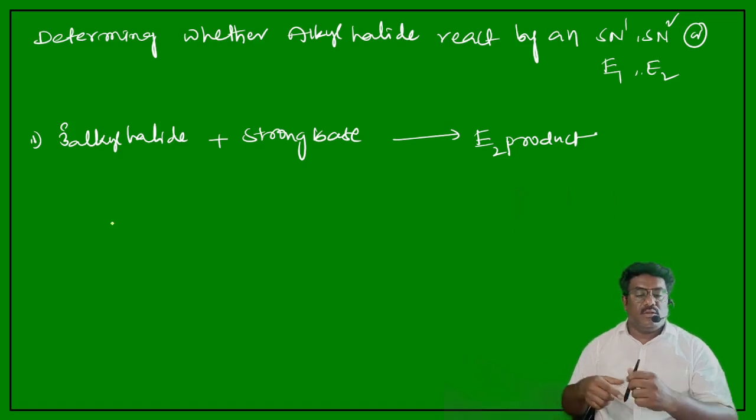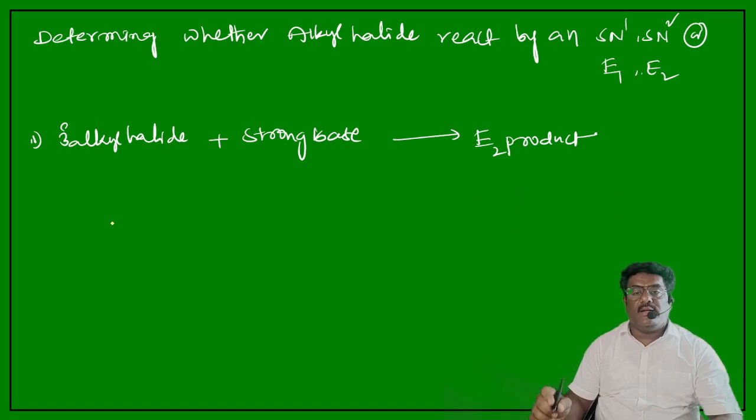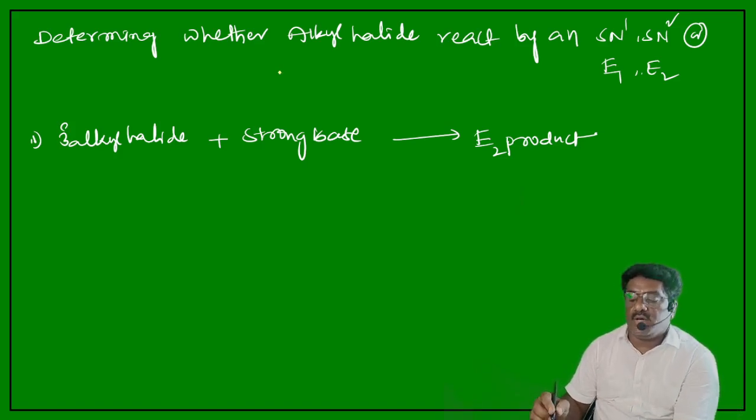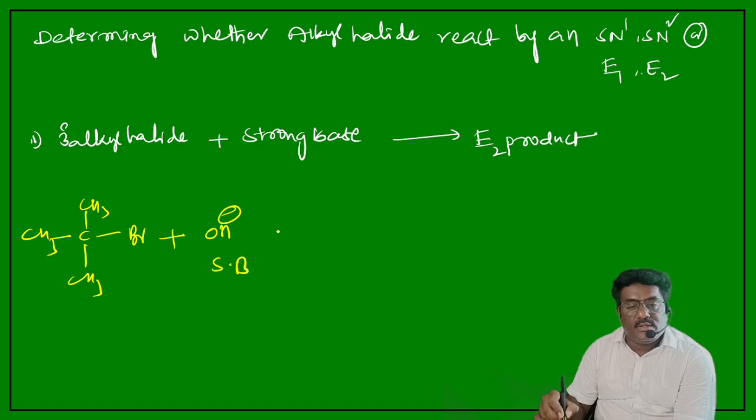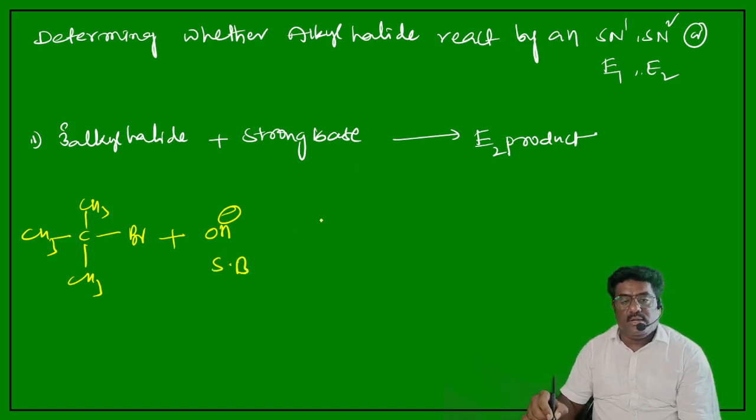Have a look at determining whether an alkyl halide reacts by SN1, SN2, E1 or E2. If it is a tertiary alkyl halide in the presence of a strong base, it gives the E2 product. Tertiary alkyl halide means tertiary butyl bromide, (CH3)3CBr, in the presence of a strong base like alcoholic OH minus. What is the product? It is the E2 product.